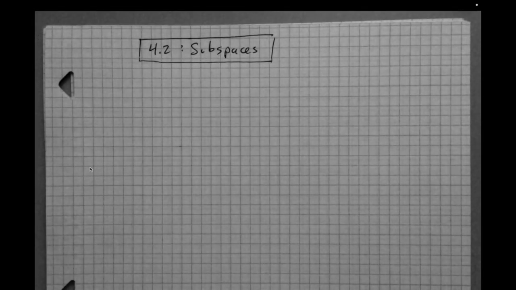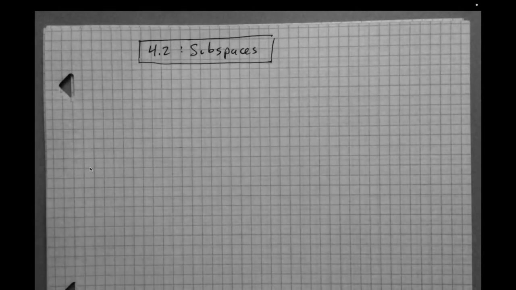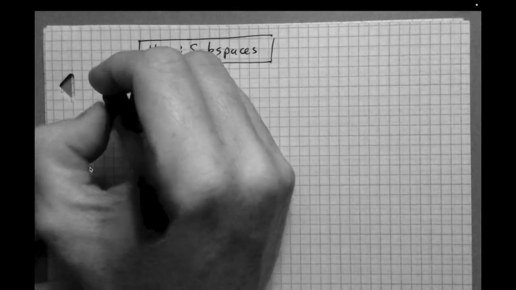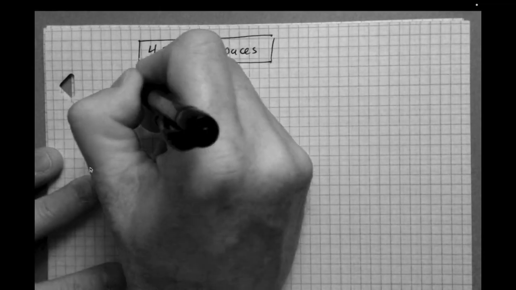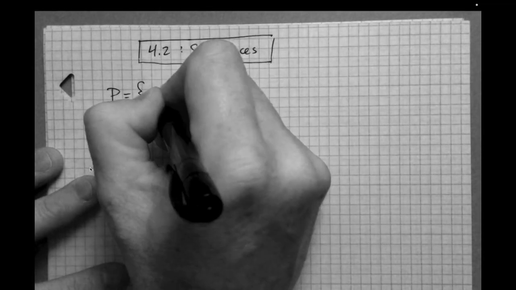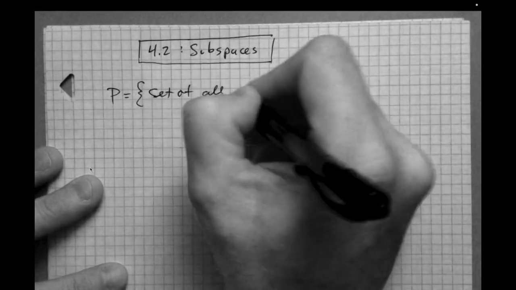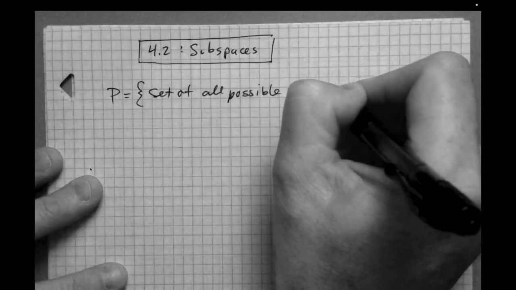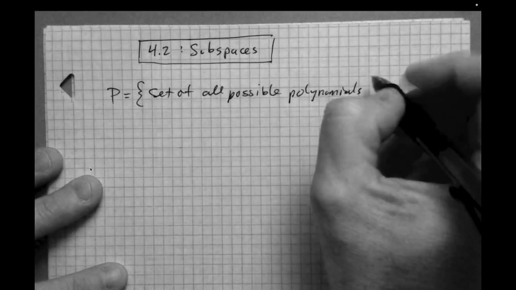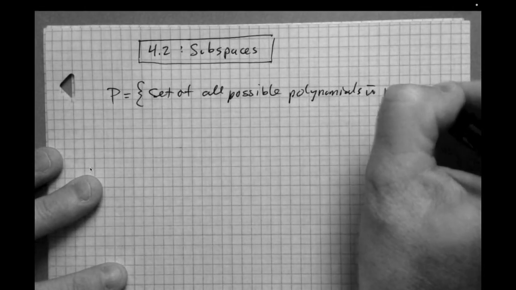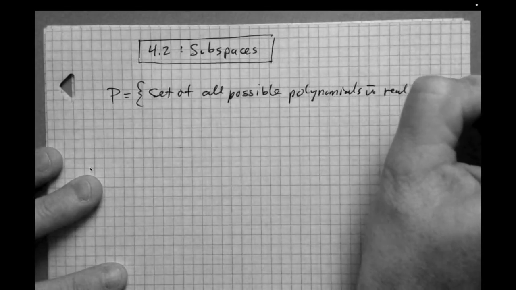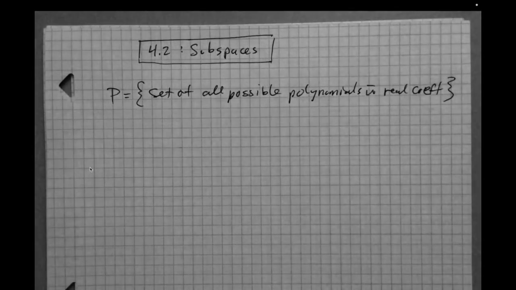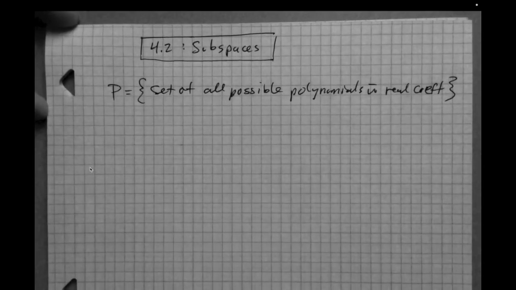Okay, so in our previous section we discussed the fact that, let's start with a motivating example. In our previous discussion, we talked about this example where we had P as the set of all possible polynomials, specifically with real coefficients. We talked about this as a vector space.